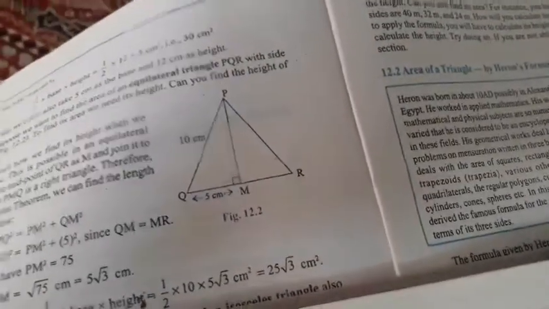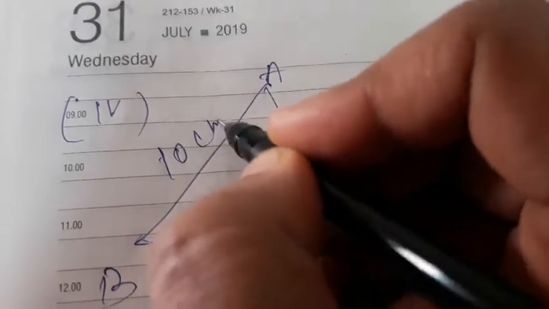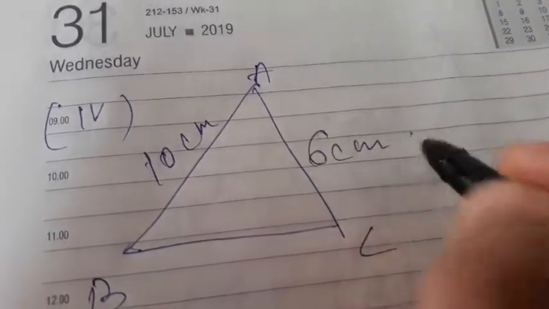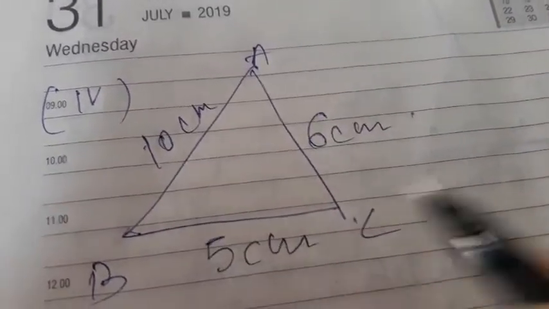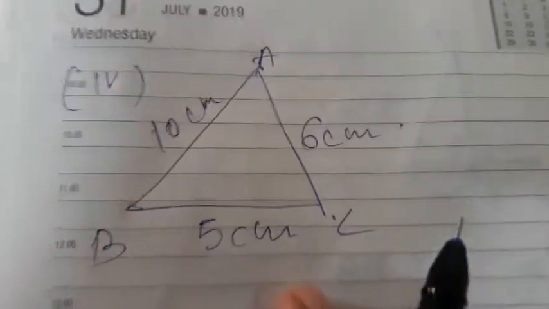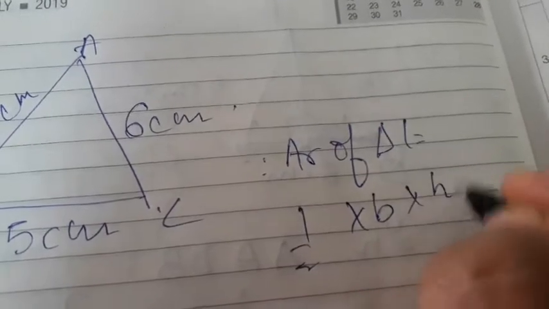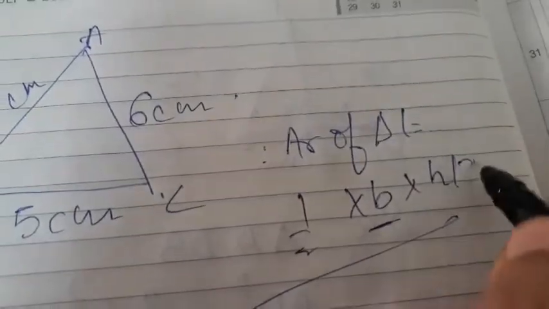Do you know what a scalene triangle is, children? A scalene triangle is a triangle in which all the 3 sides are different. Now suppose we only know the 3 sides. Suppose 10, 6 and 5 centimeter. We know the 3 sides but we don't know the height. So we cannot apply the formula, area of triangle is equal to half into base into height, because we only know the base and we don't know the height.